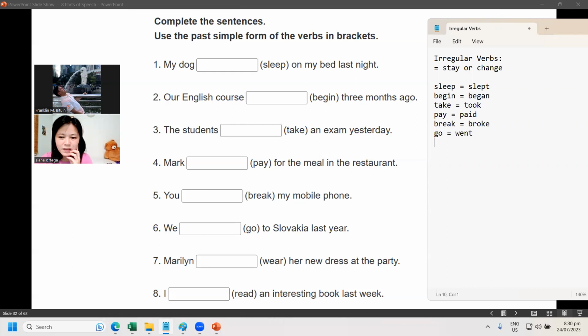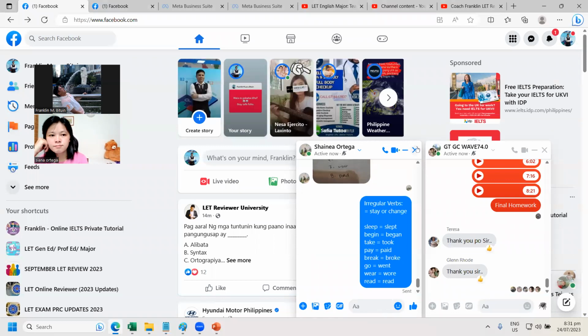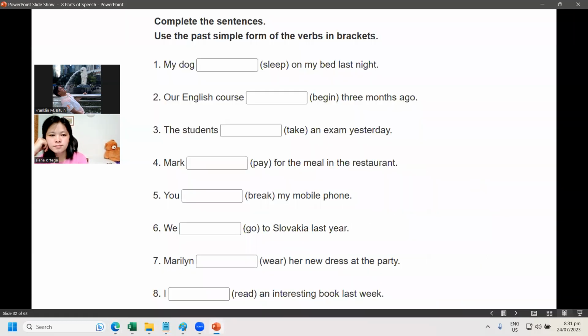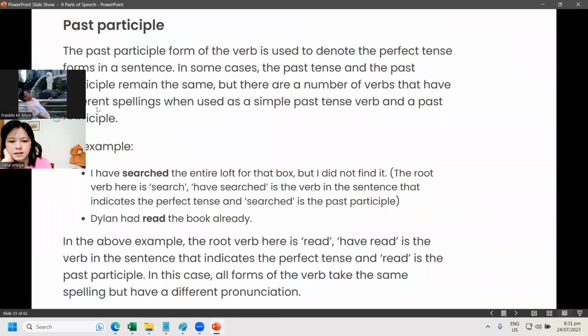Wear becomes what? Wore. Read becomes read. The spelling is the same, the pronunciation is different. Okay, that's how you do the past tense for the irregular. So again, you need to memorize them because there's no such thing as putting all the words in the rules. So you need to memorize.